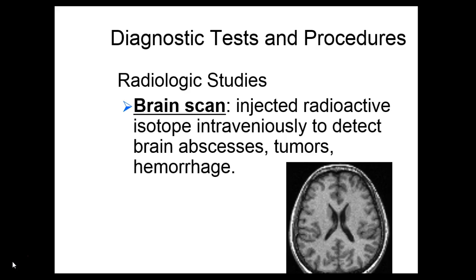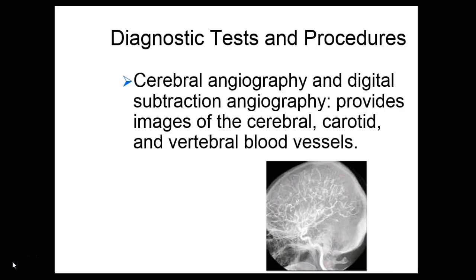Radiologic studies, a brain scan can be done. The patient is injected with radioactive isotope intravenously, and then that isotope will highlight areas. They do the brain scan to check for brain abscesses, tumors, or in some cases hemorrhage. Another radiologic test is the cerebral angiography and digital subtraction angiography. Provides images of the cerebral, carotid, and vertebral blood vessels.